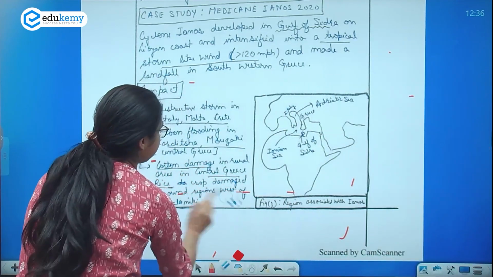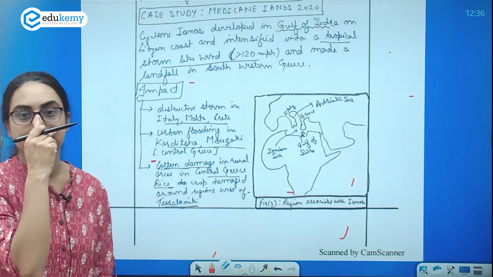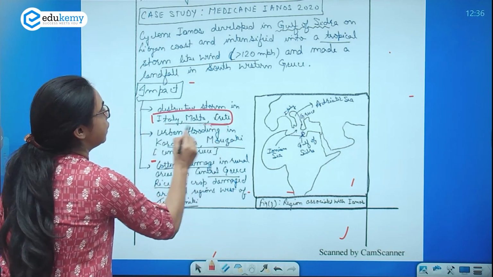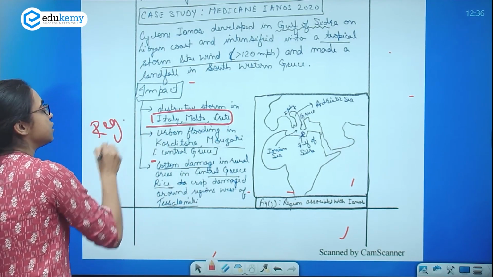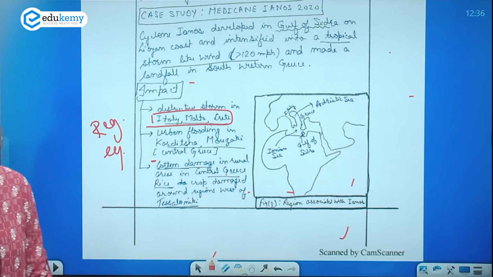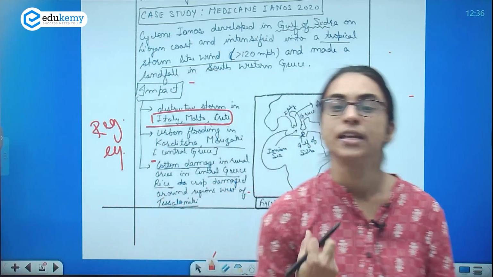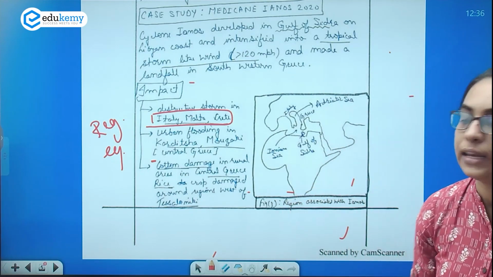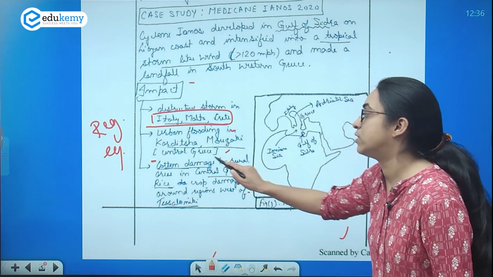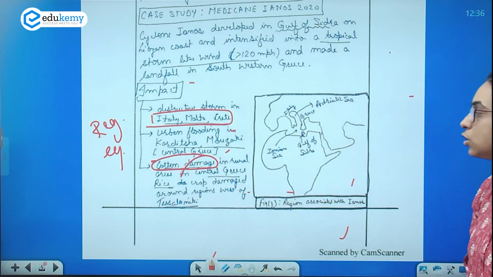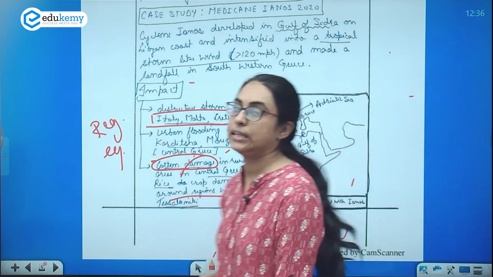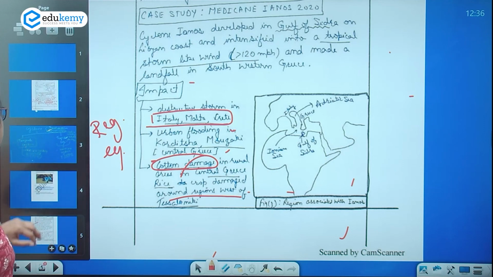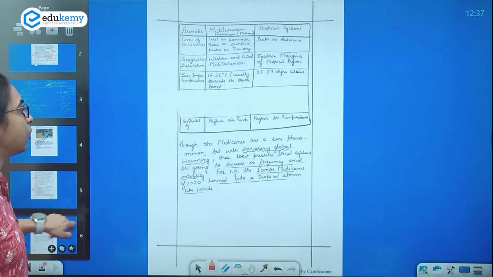And what was the impact? A destructive storm was developed in Italy, Malta, Crete. See how smartly the regional examples have been used. You need to be very smart in using regional examples in a question like this. So it led to storm in Italy, it led to urban flooding in Greece. There was damage to the agricultural crops, cotton crops, and this was seen in the impact of the Medicane Ianos in 2020.